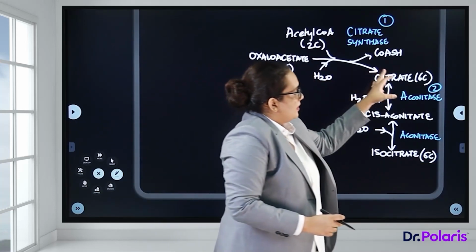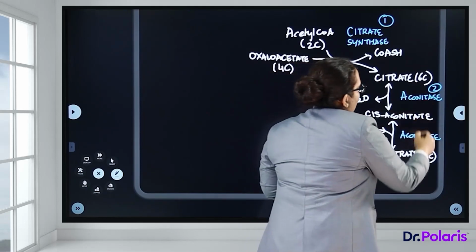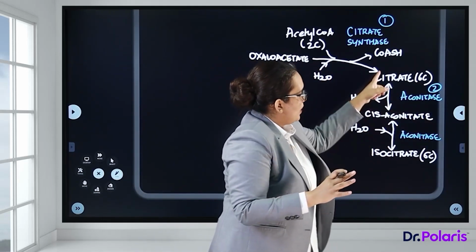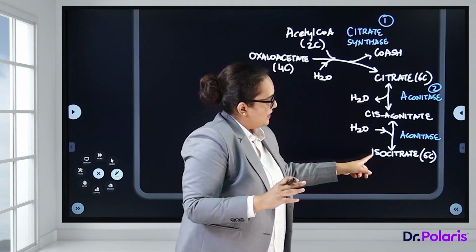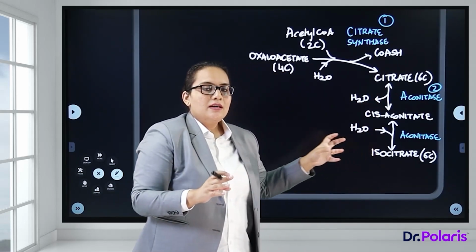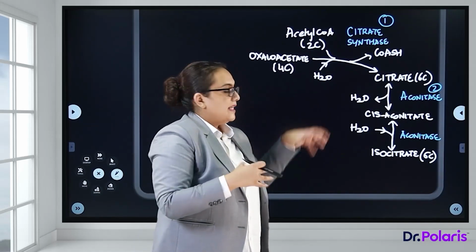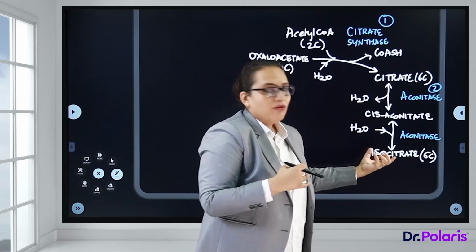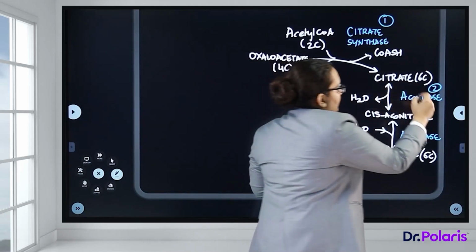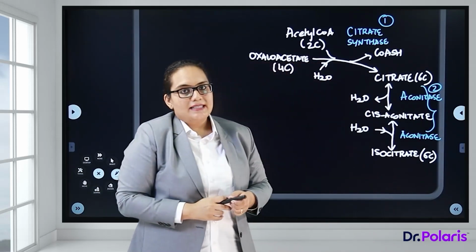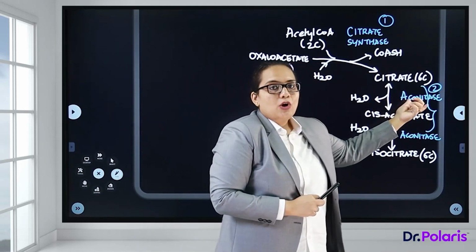Now, you have to remember that these two steps are actually one combined step where you have citrate getting converted to isocitrate. This dehydration and hydration which occurs here is done so that there is rearrangement of the atoms which are present in citrate so that the isomeric form is formed. So this entire step is considered as the second step in the citric acid cycle, which is catalyzed by aconitase.